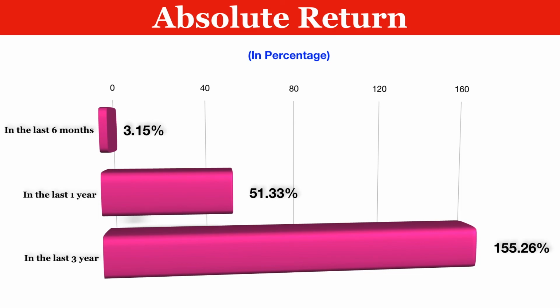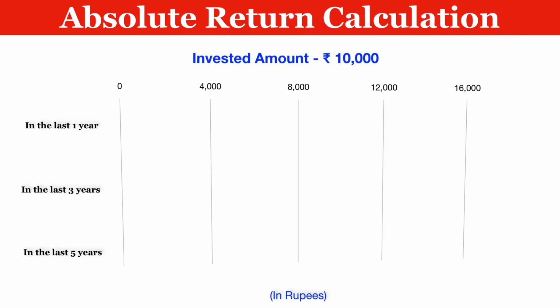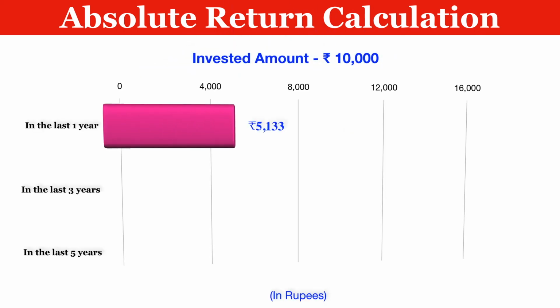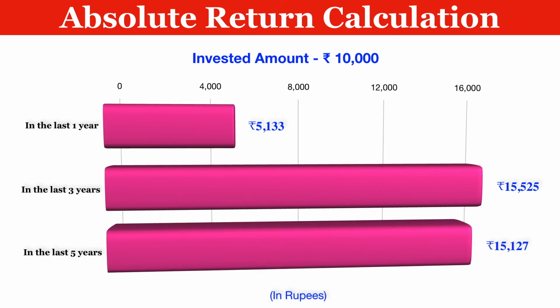Let's simplify this percentage return calculation with the absolute return in terms of investment of 10,000 rupees. In the last 1 year, 10,000 investment would have given you the return of 5,133 rupees. In the last 3 years, it would have given the return of 15,525 rupees. In case you had invested the 10,000 rupees in the last 5 years, you would have got the return of 15,127 rupees, which is more than 150% of return in the last 5 years.